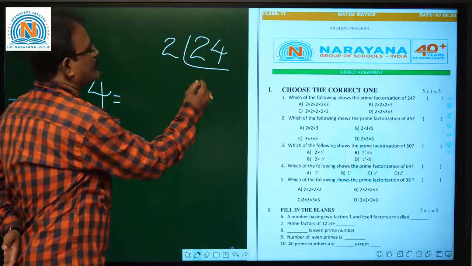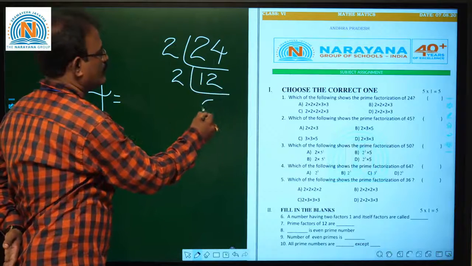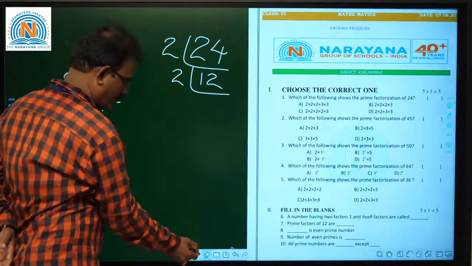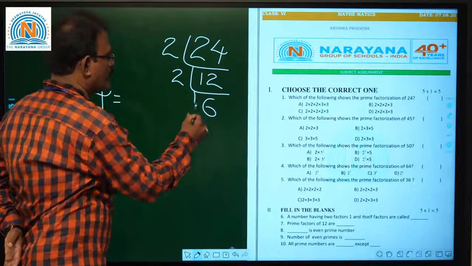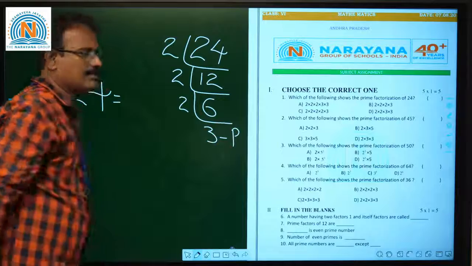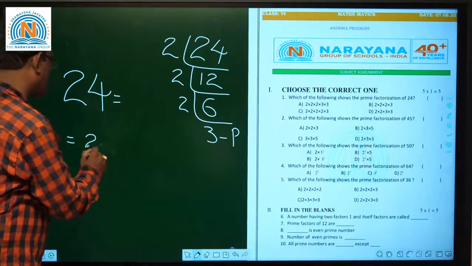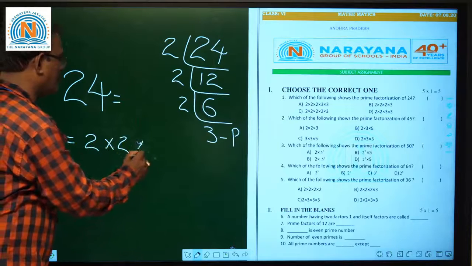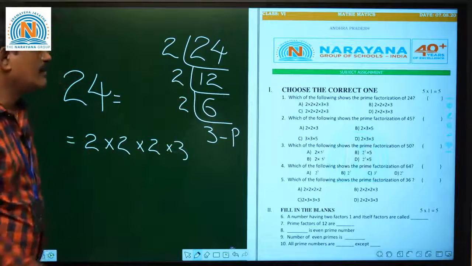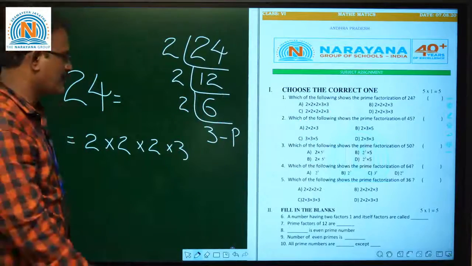24 is divisible by 2, 12 times, and 12 is divisible by 2, 6 times, and 6 is divisible by 2, 3 times. As 3 is a prime number, this is the conclusion of prime factorization. So 24 can be expressed as 2 into 2 into 2 into 3. It is available in the second option, children.